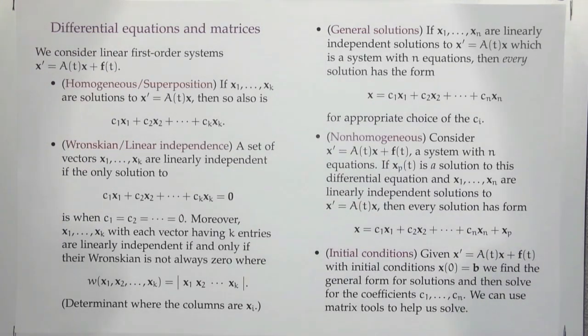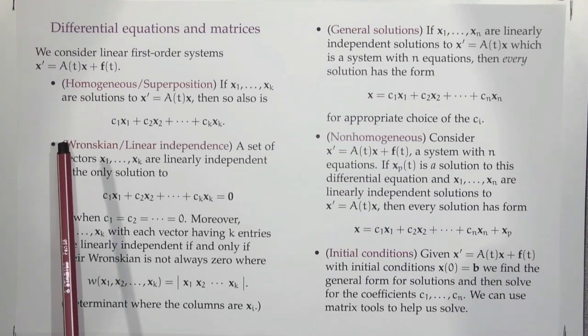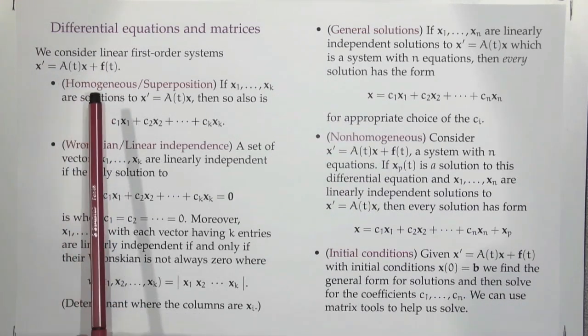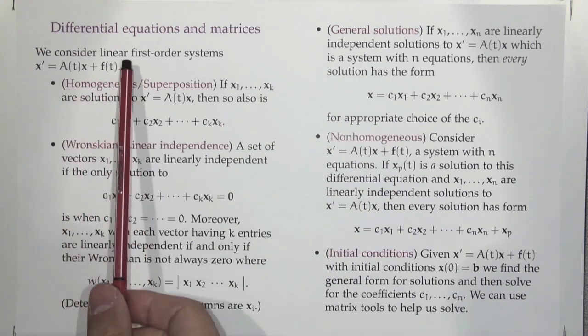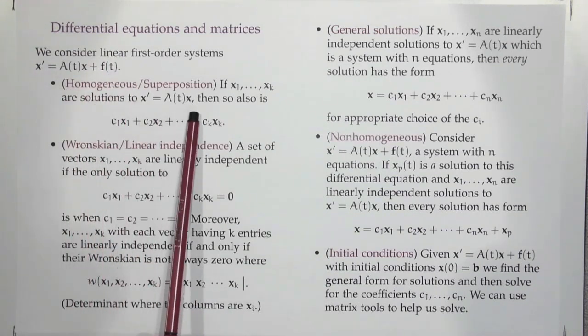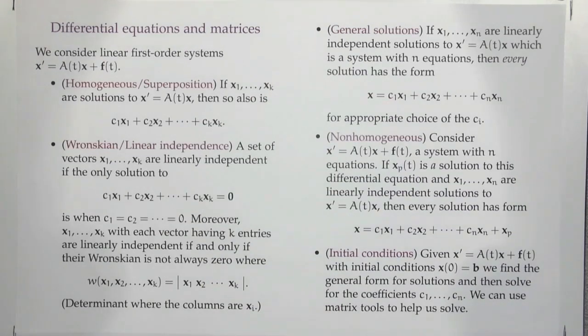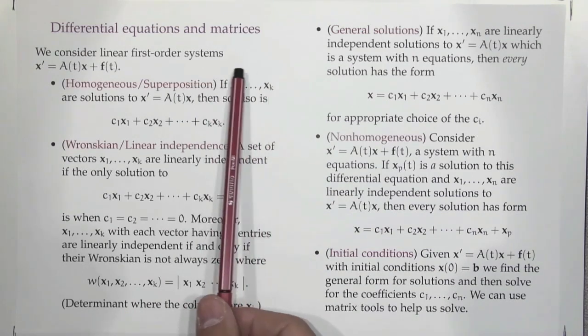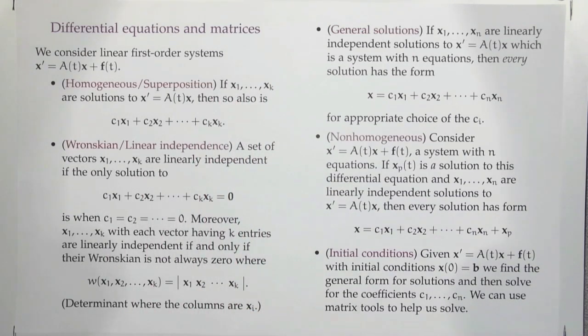So what are some of these ideas? Well, one thing is, if we have a differential equation, x prime equals A of t, x plus f of t, there's this notion of homogeneous. That just means that there's no f of t, so x prime equals A of t times x. And with that, we have a notion of superposition, which says, hey, if we have some solutions, then we can combine solutions together. And so that means I can take an arbitrary constant times the first one, an arbitrary constant times the second one, and so forth and so on. All right. So that doesn't seem so strange.